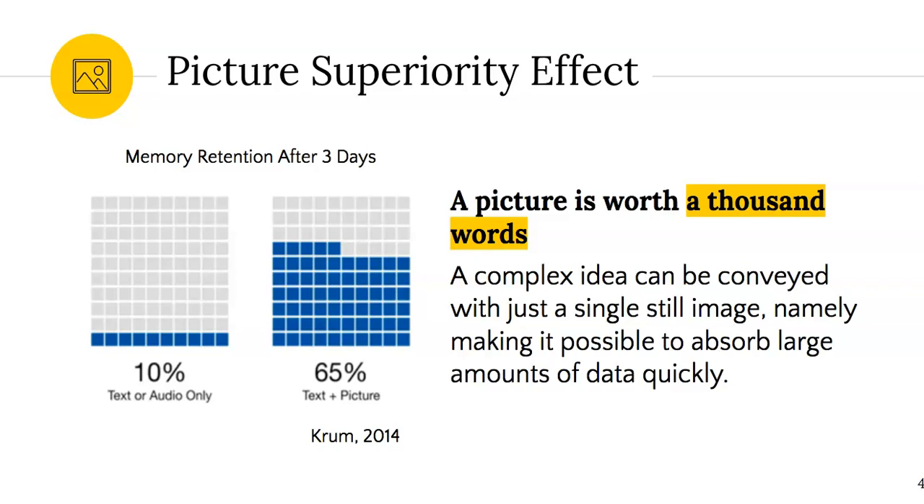So a complex idea can be conveyed with a single still image, making it possible to absorb a large amount of data quickly. So this example on the left, showing memory retention after 3 days, is not only an important statistic for us to know when we're considering the picture superiority effect, or the fact that pictures can sometimes be superior to words, but it also demonstrates the theory itself by showing us in a very simple way how much more effective text plus a picture is versus text or audio only.